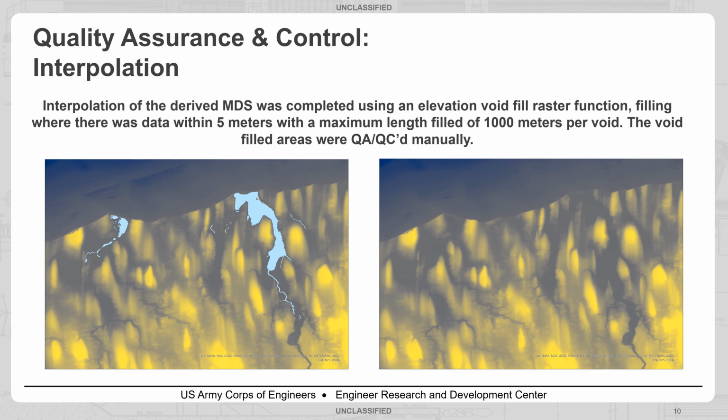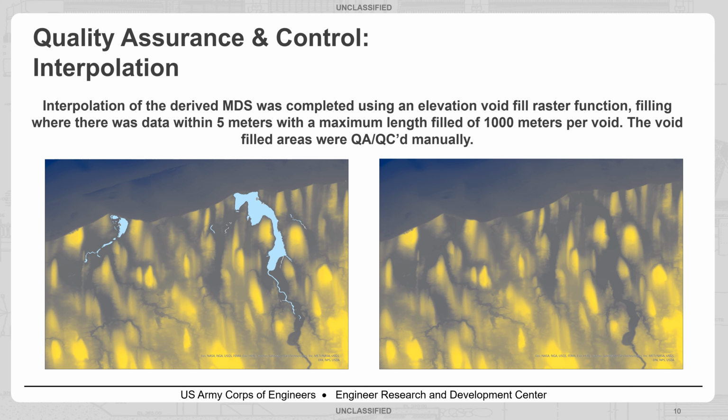Once the derived mosaic data set was created from those individual mosaic data sets by stacking them, QA/QC leveraged the elevation void fill raster function in ArcPro. As you can see here, the inland water areas were filled and then manually QA/QC'd to ensure there weren't any filling artifacts that remained. We used a maximum of 1,000 meters length filled per void, and we made sure that there was data within 5 meters every single time a void was filled as well. This did a great job.